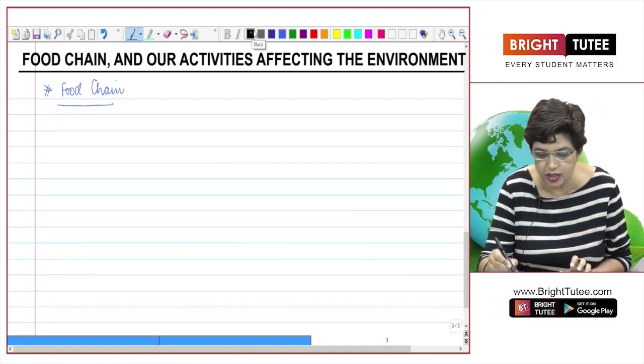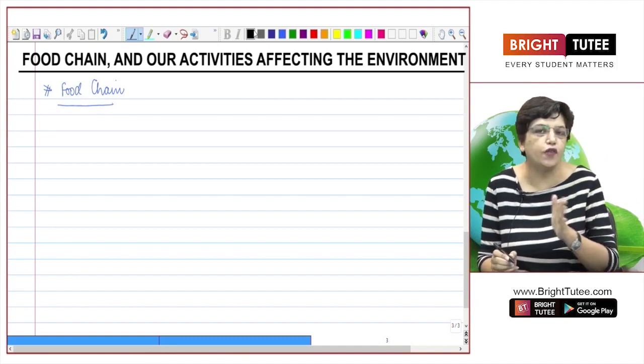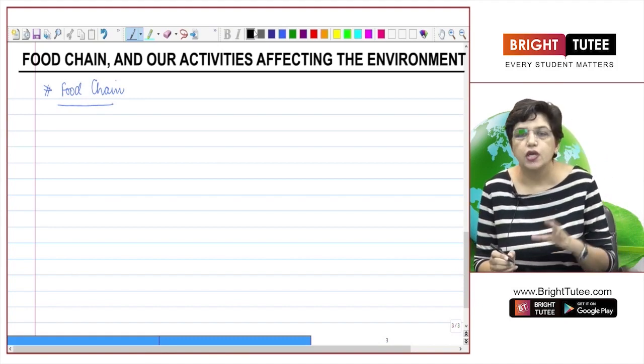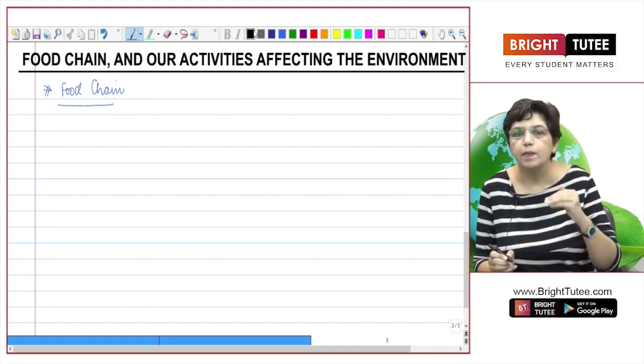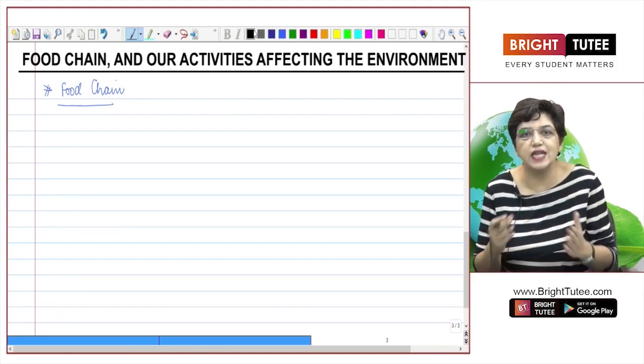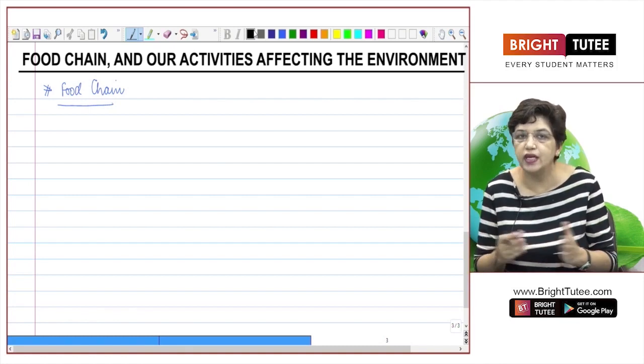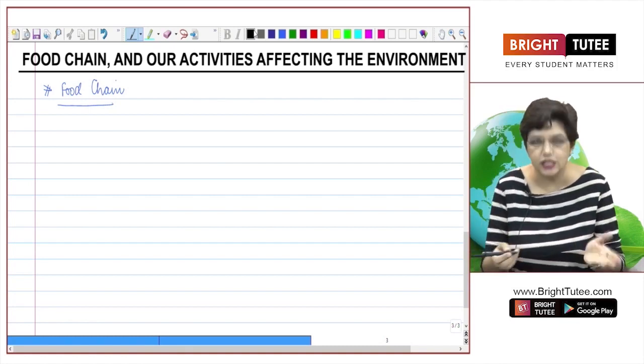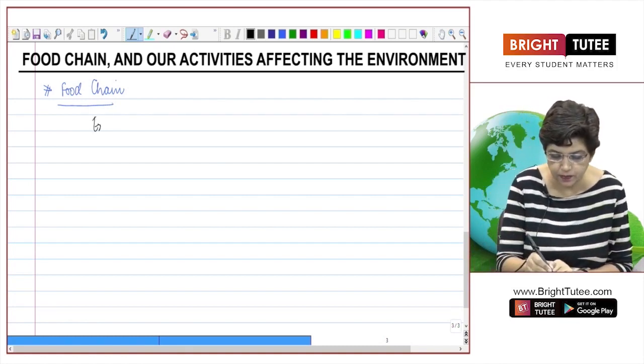Food chain actually is a sequence of organisms in which the members of one level become the food for members of the next. So actually it is a list of who eats whom in a biotic community. So let us take an example.